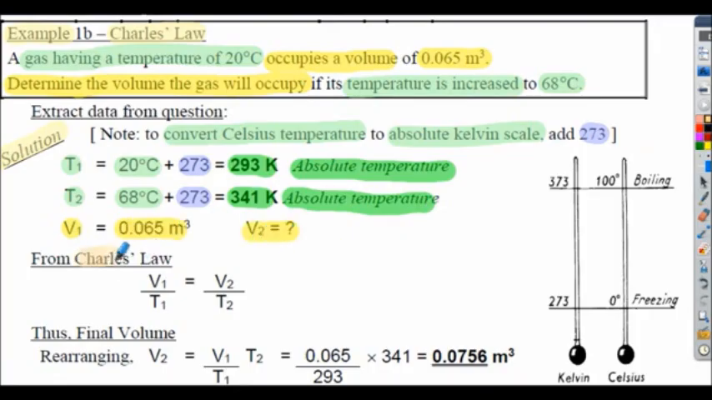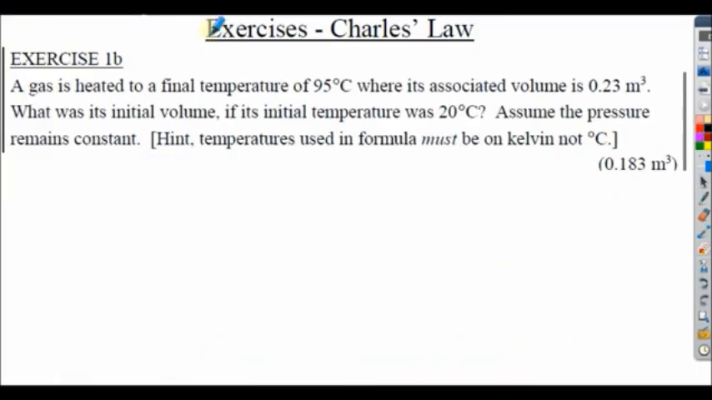So from Charles' law, V1 divided by T1 equals V2 divided by T2. We simply rearrange for V2, so multiply both sides by T2, so V2 is equal to V1 divided by T1, and that's all multiplied by T2. Inserting the values, we calculate V2 to be 0.0756 meters cubed. There's some exercises now related to Charles' law.